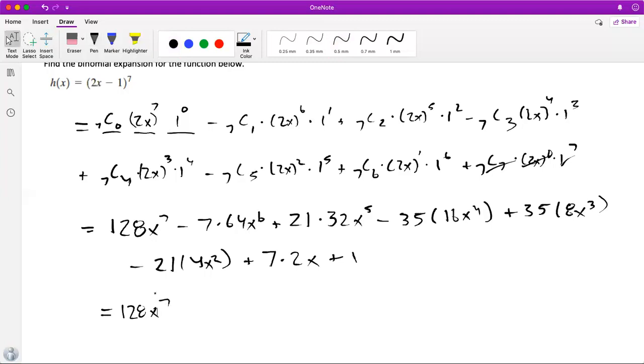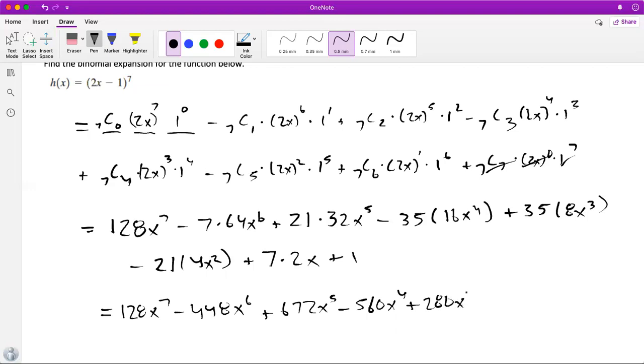7 times 64 is 448. 21 times 32 is 672. 35 times 16 is 560. 35 times 8 is 280. 84x squared. 7 times 2x is 14x plus 1.